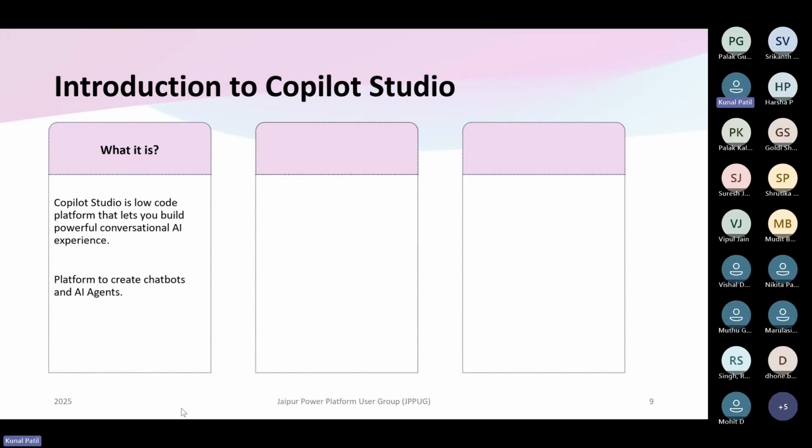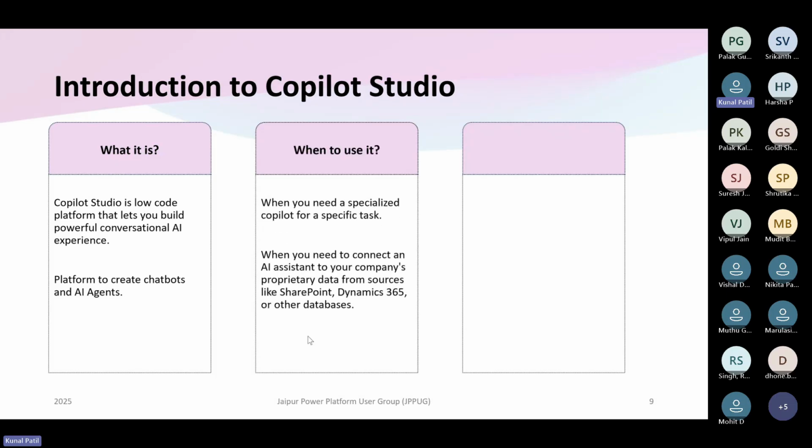So this is the platform, but when to use this kind of platform? Let's say whenever you want to build a dedicated agent that performs a specific task or leverages the organization's data from SharePoint, Dataverse, Dynamics 365, you can create your own custom agent with the Microsoft Copilot Studio platform.